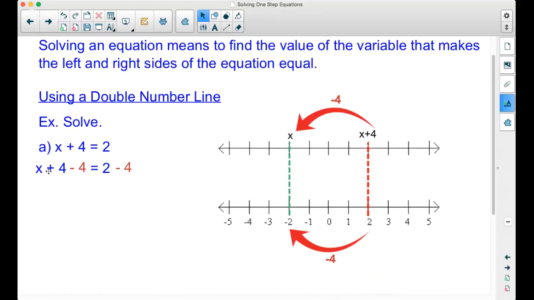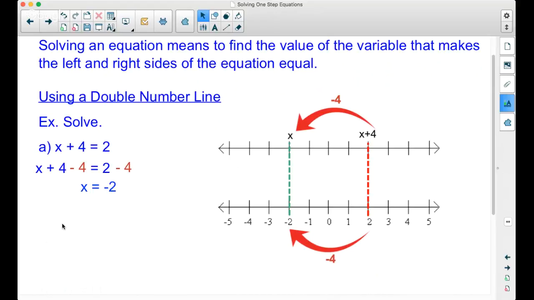On the left side of the equation, we have x plus 4 minus 4. Well, plus 4 minus 4 is 0. And on the right, we have 2 minus 4. So if we simplify this, we get the solution to the equation. x is equal to -2.